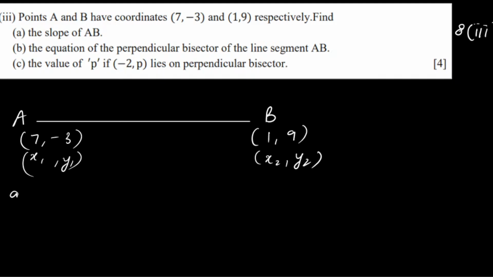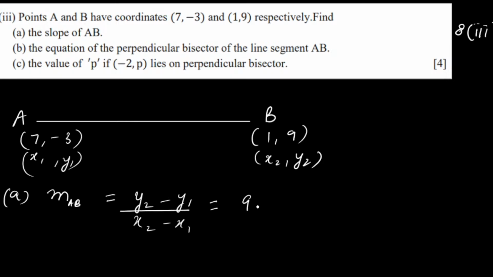So first part, part A, we have to find the slope. Okay, what's the slope formula? I hope you remember the slope formula. So slope of AB we have to find. So m AB I will write, with small m we write slope. Slope is equal to y2 minus y1 by x2 minus x1. So this is the slope formula. Now we just have to substitute. If you have written correctly, the substitution will be very easy.